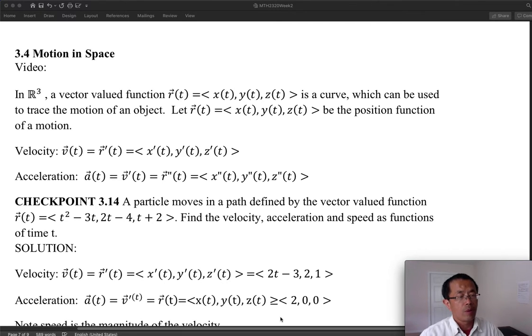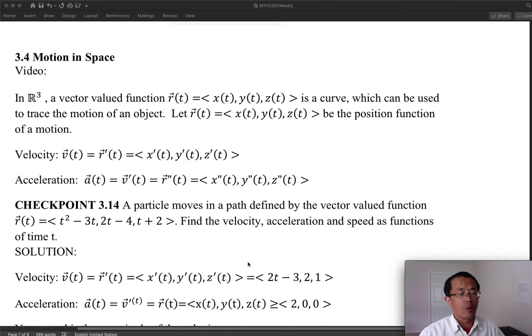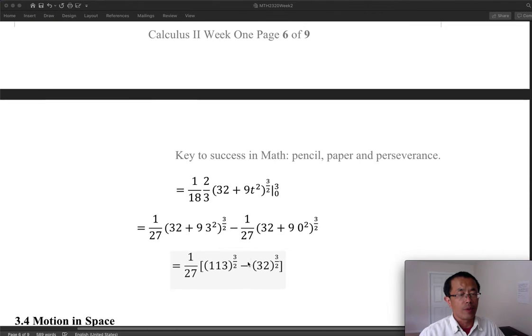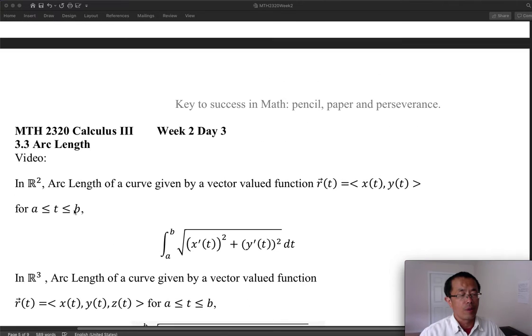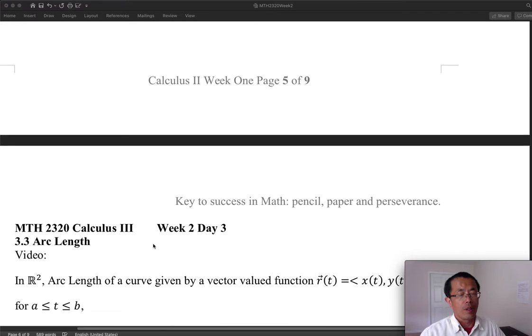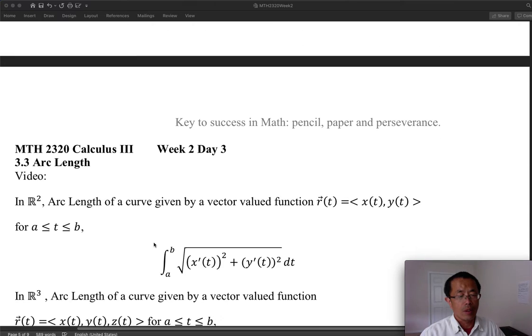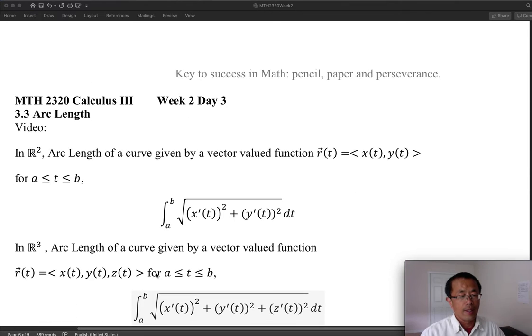If you recall, chapter 3 is about vector-valued functions. And we have talked about two kinds so far, the two-dimensional case and the three-dimensional case. This is a two-dimensional vector-valued function, and that is a three-dimensional vector-valued function. But in each case, it represents a curve.